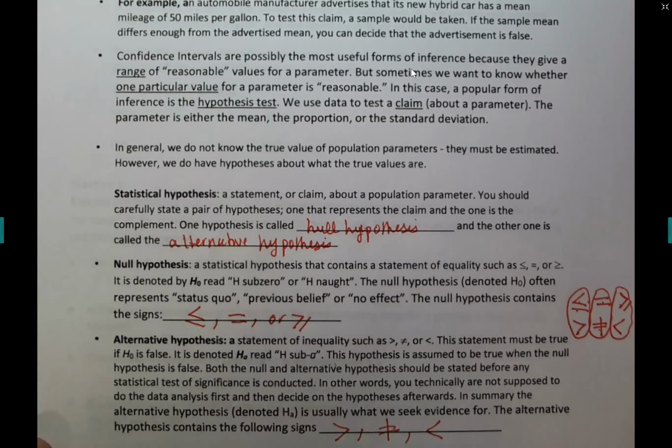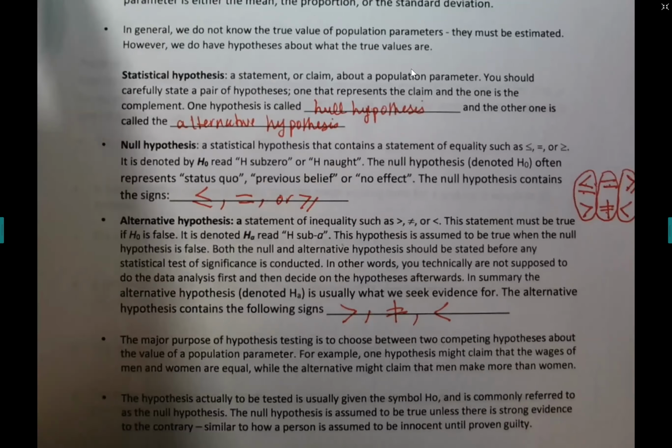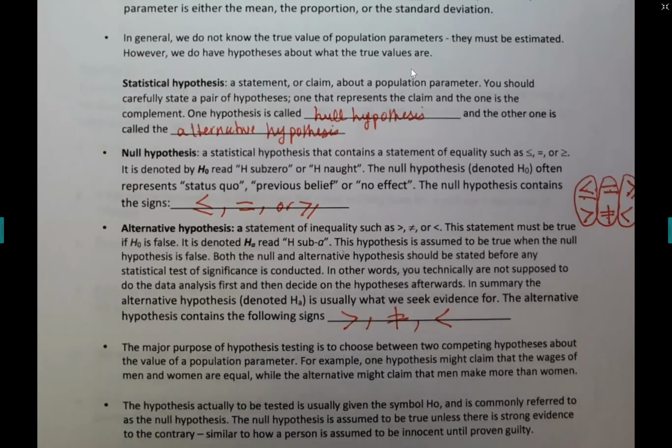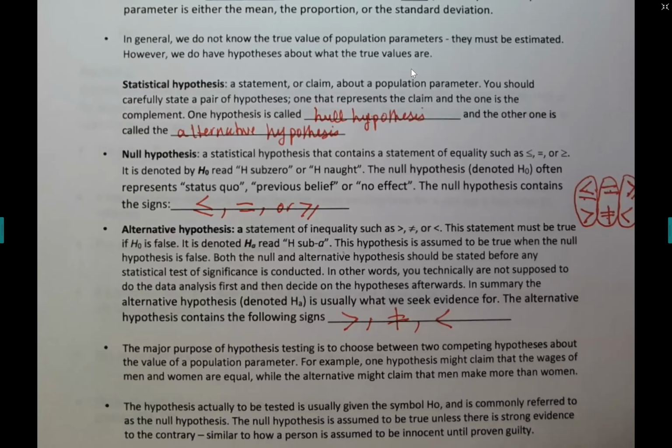Now, the major purpose of hypothesis testing, guys, what is it that we're going to do in this chapter? We're going to state the null and the alternative. And if somebody wants us to support the alternative, we try to collect evidence and see if we can support the alternative. If we cannot support the alternative hypothesis, we're going to say we cannot support it. If we can support it, we're going to say that we have enough evidence to support the alternative hypothesis.